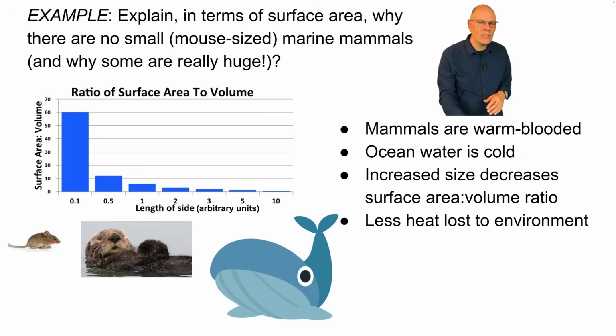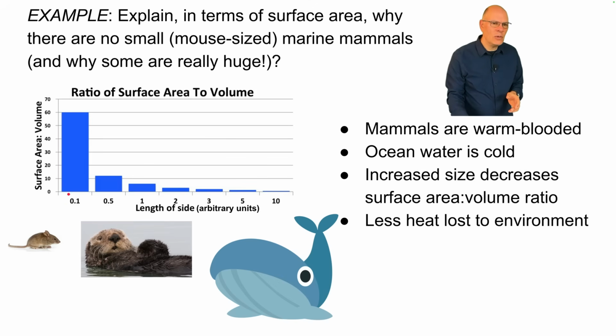Think about a mouse. It's small. It has a lot of surface area relative to its volume. It would be over here on the graph. It couldn't survive because it would experience so much heat stress in the water.